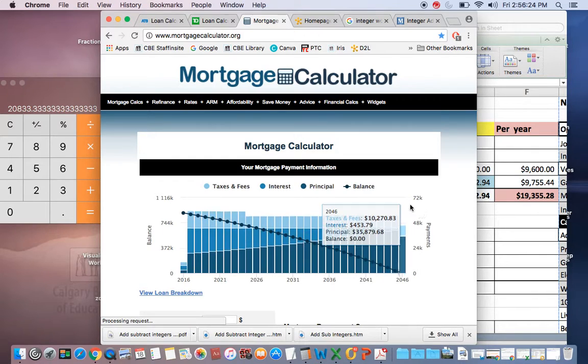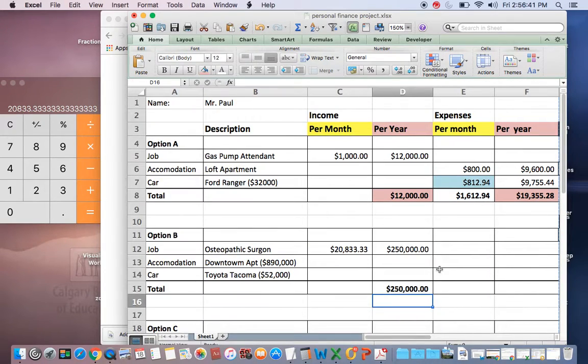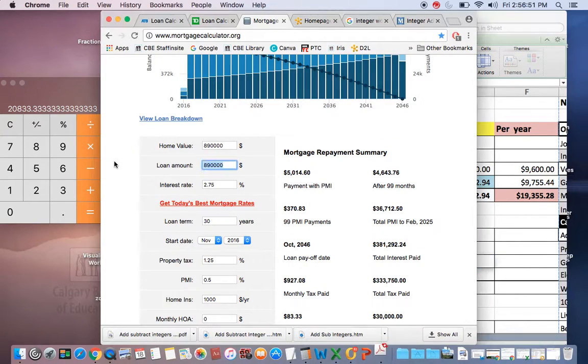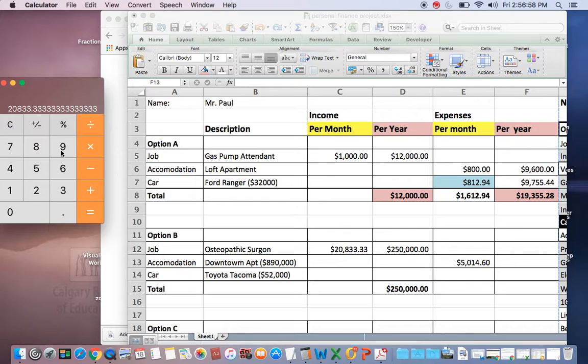Hit calculate. And it's going to show me right here. So my monthly payments are going to be $5,014.60. That's per month. So I go here, $5,014. Do you remember the cents? I don't. I got to go back and look. And 60 cents. Now, how do I get that to my annual cost?